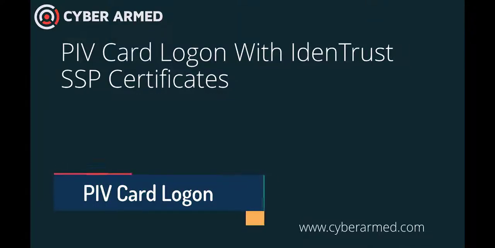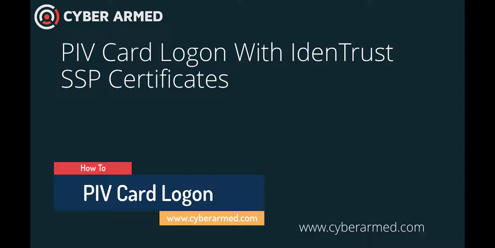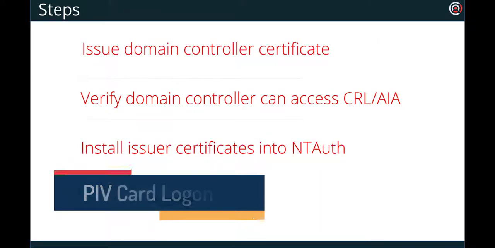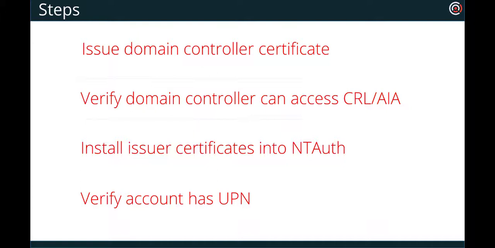In this video, we will show you how to configure PIV card Logon with an IdenTrust certificate. This process takes 4 steps. First, we'll issue the domain controller certificate. Second, we'll verify the domain controller can access the CRL and AIA listings from the certificate. Next, we'll install the certificates into the IdenTrust store. And finally, we'll verify the account within the Active Directory has the UPN that matches the certificate.